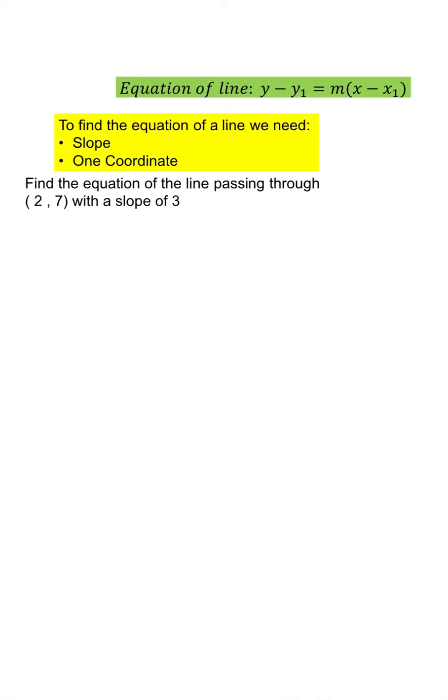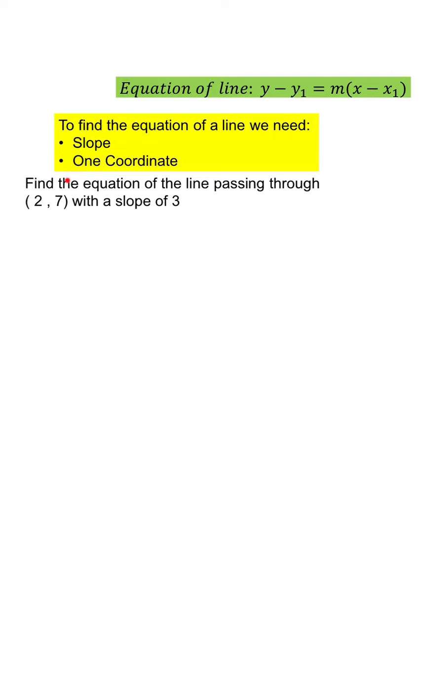In this video, we're going to be looking at the equation of a line. Now, the general equation for a line is given in your logbooks and it's up here. y minus y1 equals m(x minus x1). And remember, m represents slope. So to find the equation of a line, you need a slope and one coordinate.